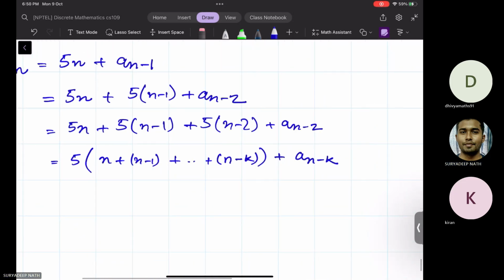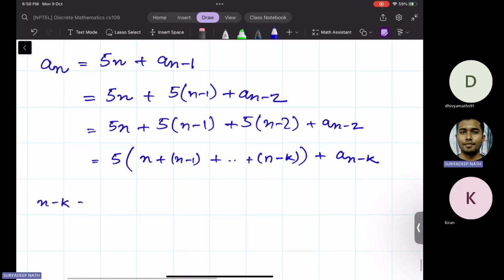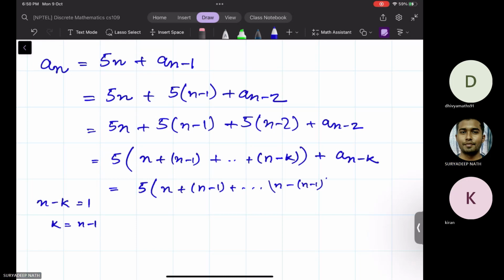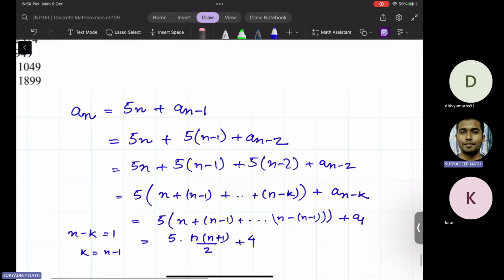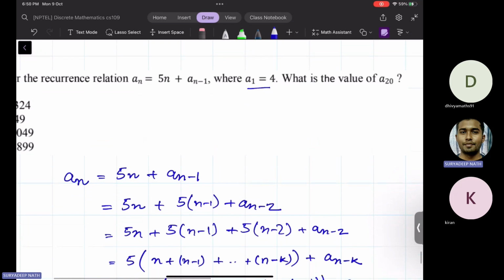So n minus k is 1, so k is equal to n minus 1. So a n becomes 5 of n plus n minus 1 plus n minus n minus 1, plus a1. So this would be 5 into n plus 1 over 2 plus 4. And we have to find a 20.